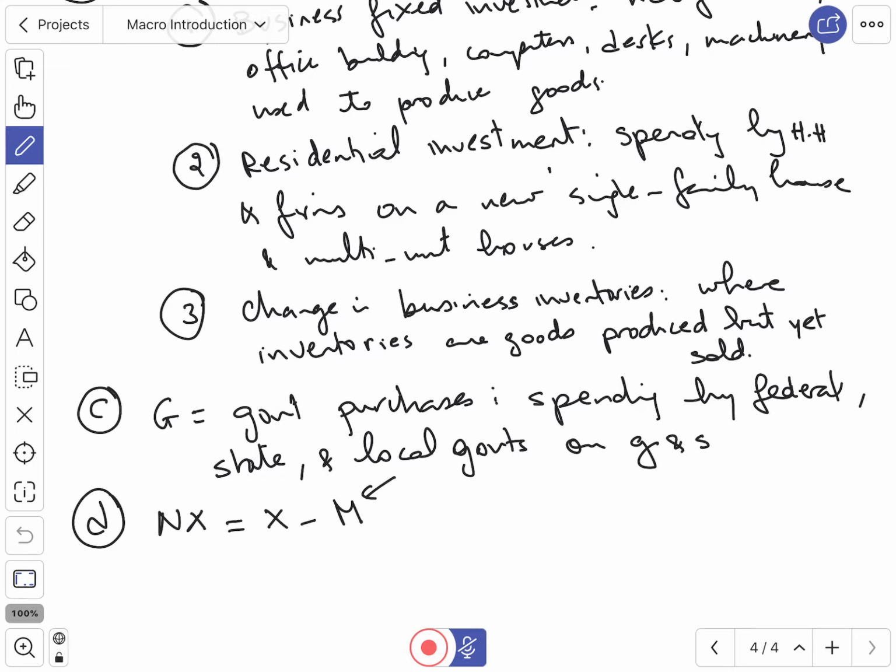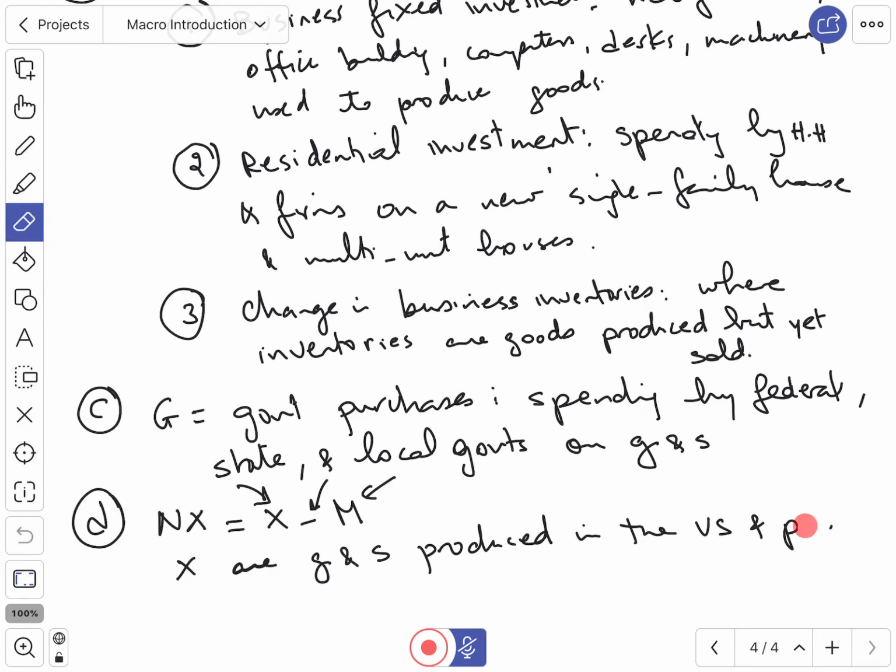The imports are not produced in the country, so that's why they have to be excluded, and that's why we have a negative sign in here. Exports are produced in the economy. So exports are the goods and services produced in the economy. Let's say the US. Okay, so we are in the US. So let's say in the US, and produced so it is produced here, but it is consumed by someone else.